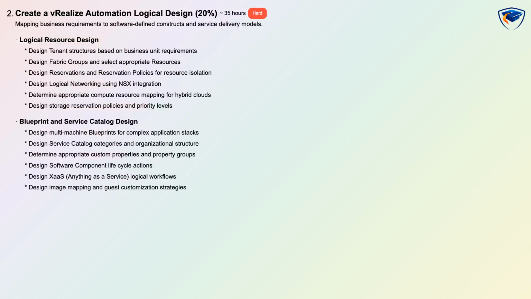Moving on to the second domain, Create Realize Automation Logical Design. This domain focuses on mapping business requirements to software-defined constructs and service delivery models. In this domain, you'll learn to design tenant structures based on business unit requirements, fabric groups and select appropriate resources, reservations and reservation policies for resource isolation, logical networking using NSX integration, compute resource mapping for hybrid clouds, and storage reservation policies and priority levels.